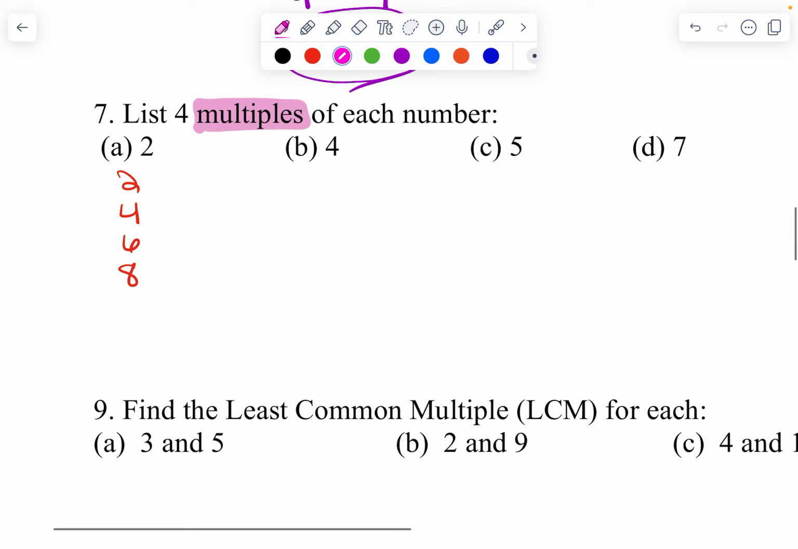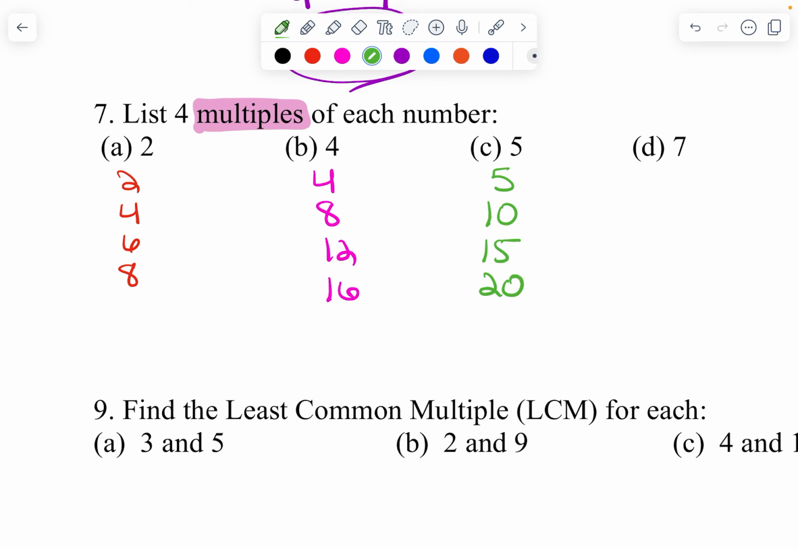If I move on to part B, counting by fours, 4, 8, 12, 16. One that we have all probably done lots of times, which is count by fives. So that's going to be 5, 10, 15, and 20. Now, these lists don't end after these fourth numbers I'm writing down. The reason I'm stopping at 4 is simply because the directions say to list 4. There's an infinite number of multiples for every number.